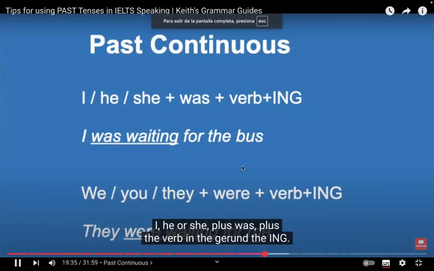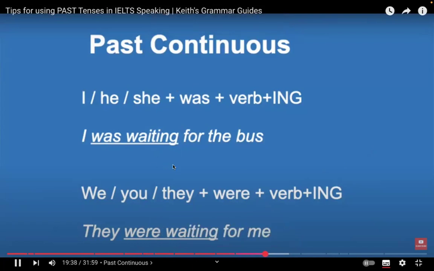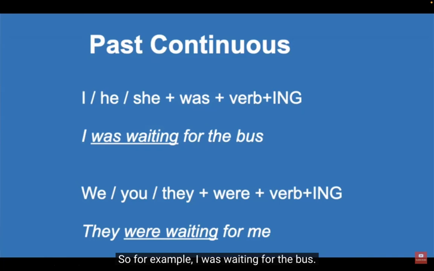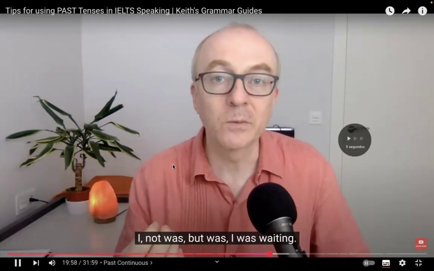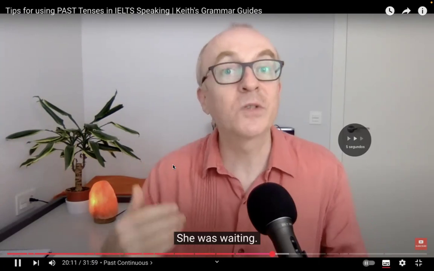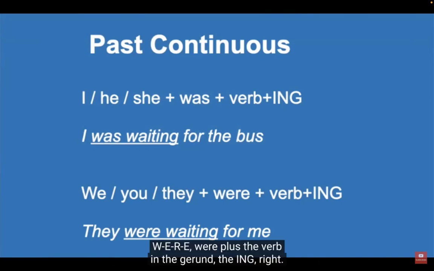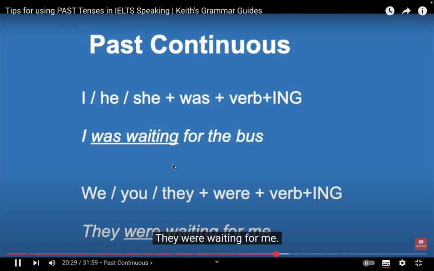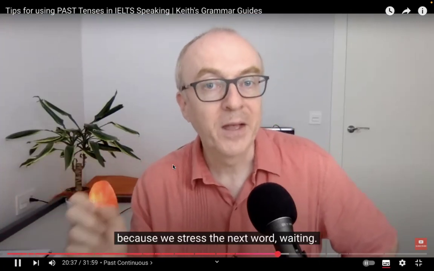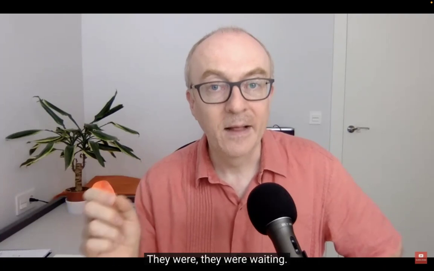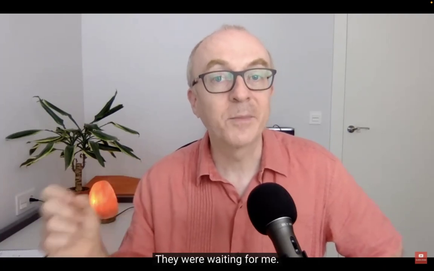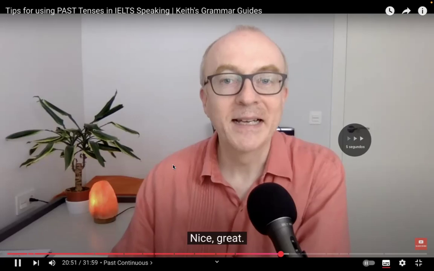Subject plus was plus the verb in the gerund, the ing. So, for example, I was waiting for the bus. He was waiting for the train. She was waiting for the plane, right? Notice the was is not stressed. I was waiting for the bus. She was waiting. But if it's we, you, or they, were, W-E-R-E, were, they were waiting, because we stress the next word, waiting. They were waiting. They were waiting for me. Try. Great. That's the form.